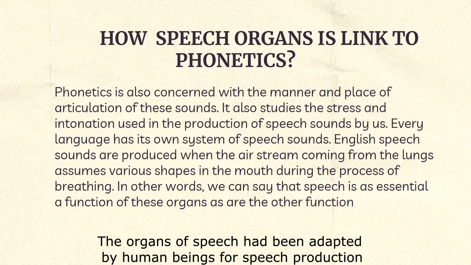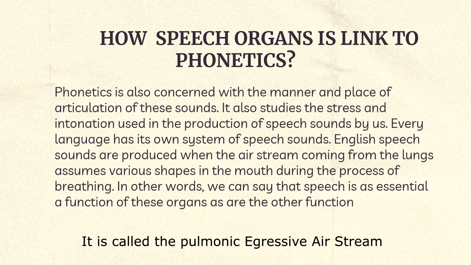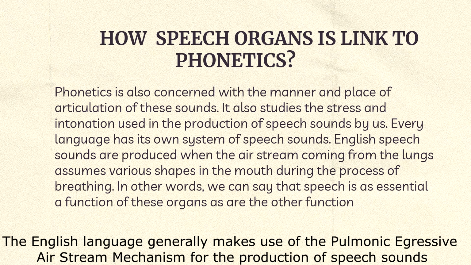The organs of speech have been adapted by human beings for speech production. The most important source of speech production is the air system exhaled from the lungs. It is called the pulmonic egressive airstream. It is also called a mechanism because it is the process of airstream release that works together to form sounds. The English language generally makes use of the pulmonic egressive airstream mechanism for the production of speech sounds.